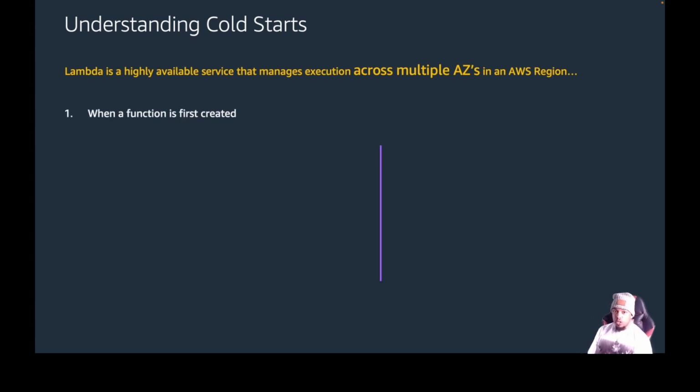So when does a cold start happen? Well, we know it happens when a function is first created. So because we know it happens when the function is created, then it's implied that it also happens when the function is updated, because technically that's going to be a net new deploy.